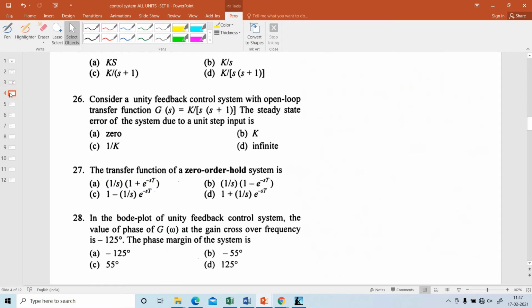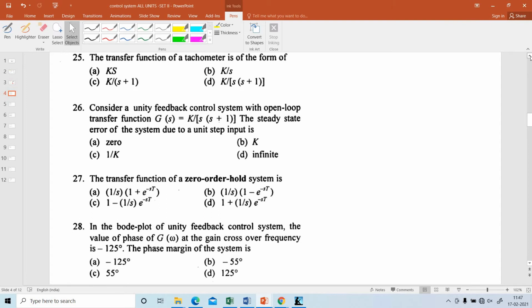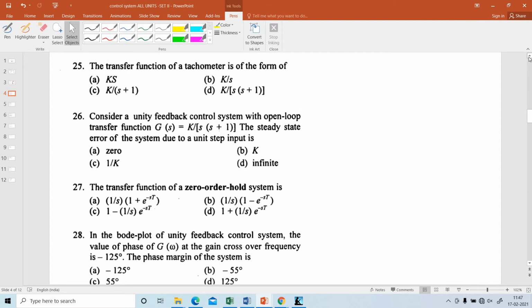And next problem, 25. The transfer function of a tachometer is in the form. The four options are given: Ks, K by S, K by (S plus 1), K by S into (S plus 1). In a tachometer, the voltage E1 is directly proportional to the angular velocity omega m. Our output is directly proportional to the angular velocity omega m.